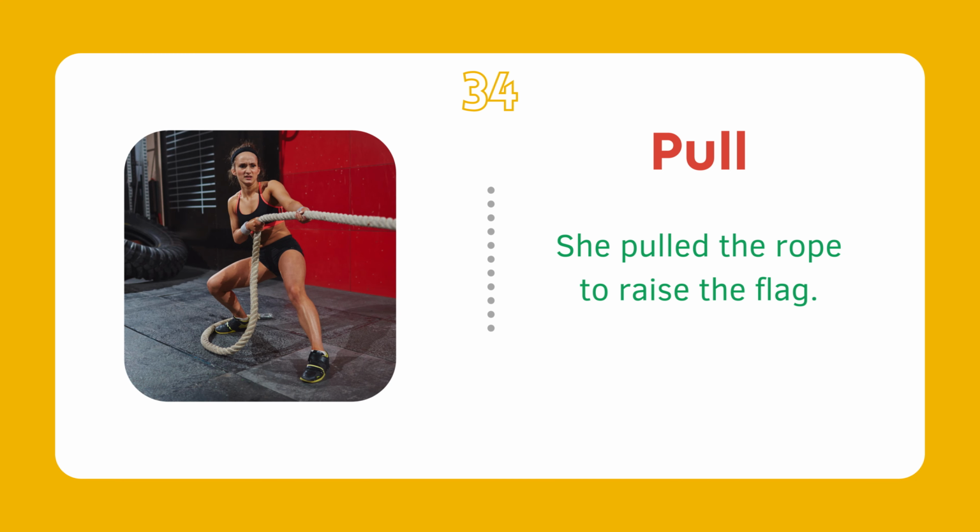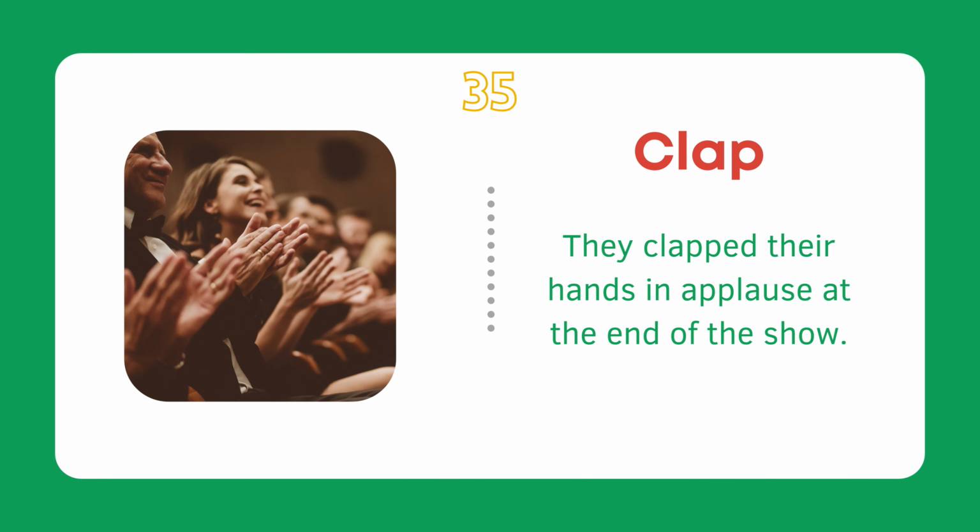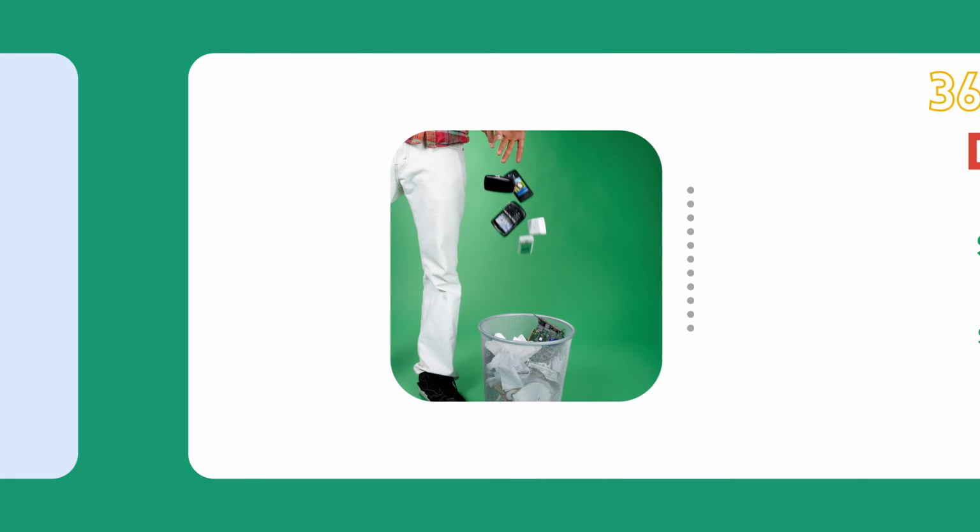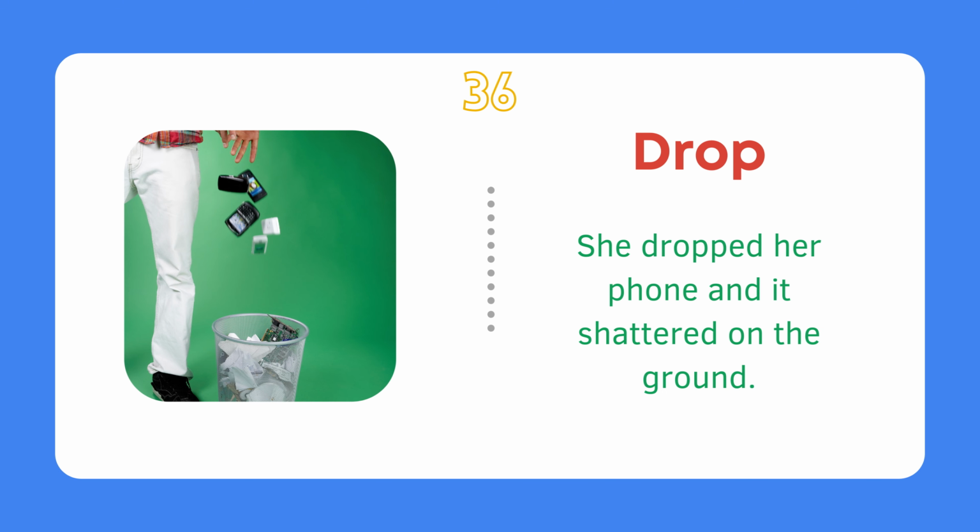Pull. She pulled the rope to raise the flag. She pulled the rope to raise the flag. Clap. They clapped their hands in applause at the end of the show. They clapped their hands in applause at the end of the show. Drop. She dropped her phone and it shattered on the ground. She dropped her phone and it shattered on the ground.